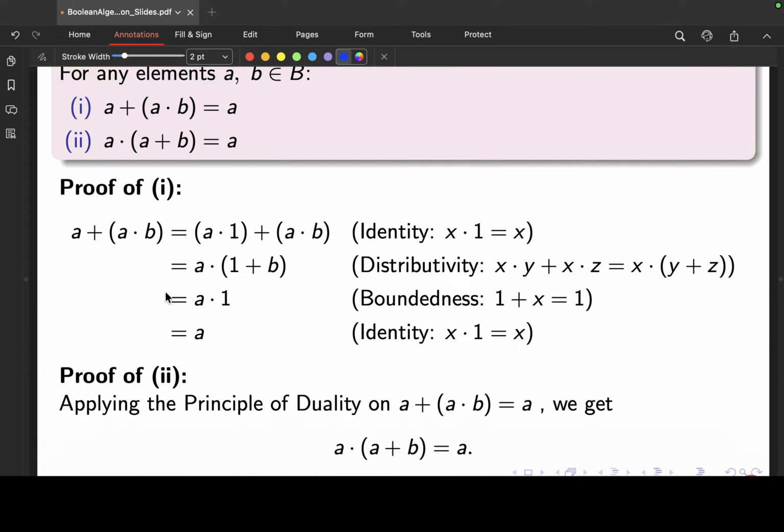For the second part, using the principle of duality, interchanging plus and dot. So put here dot and here plus. So A dot bracket A plus B equal to A.